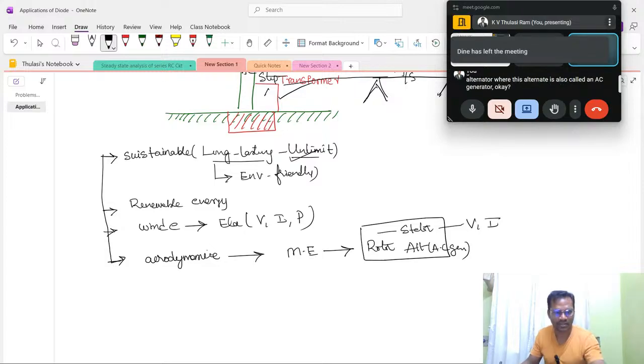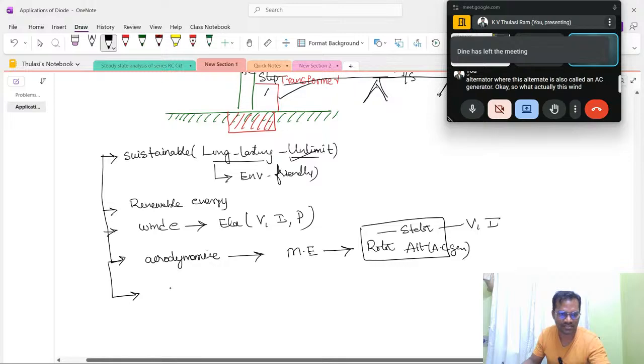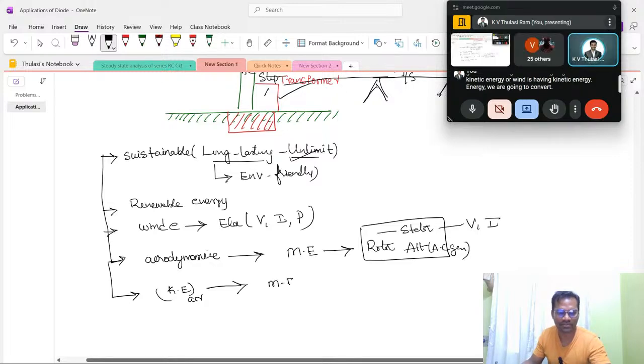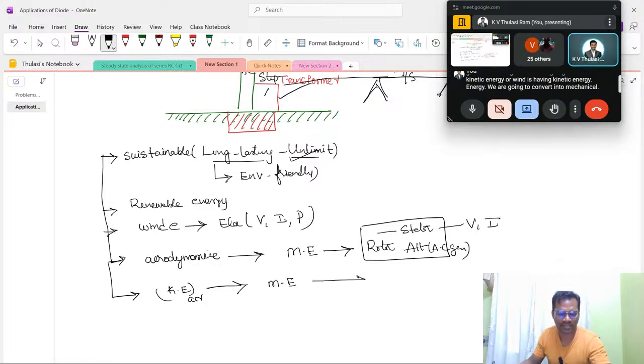Okay, so what this wind turbine generator is doing is, wind has kinetic energy, and we convert that kinetic energy into mechanical energy. From mechanical energy we get the output electrical energy. The output electrical energy may be voltage, current, power, or energy.